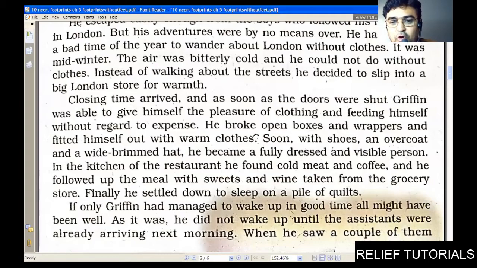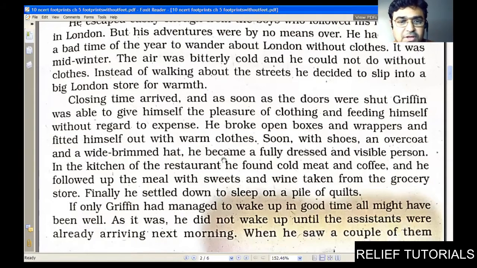So he broke open boxes and wrappers, literally devouring all this, and fitted himself out with warm clothes, soon with shoes, an overcoat, and a wide-brimmed hat. Now he could be visible fully, right from the hat to bottom. He became a fully dressed and visible person.